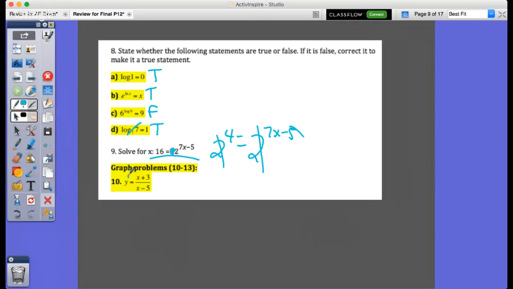Okay, graph these problems, if you know how to do the ones that we did earlier. What would be the vertical asymptote here? x equals 5. What's the horizontal asymptote? 0. Oh, it's 1. Good.